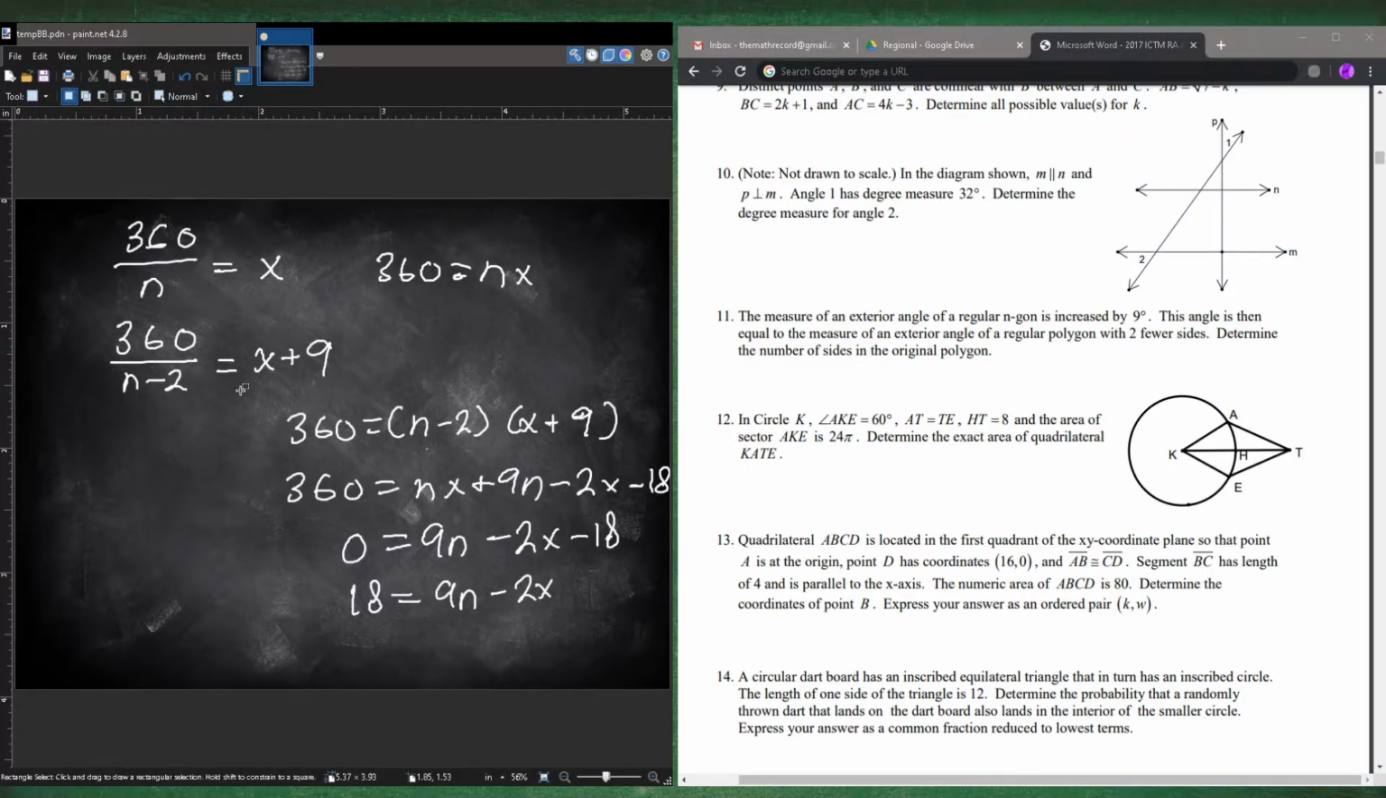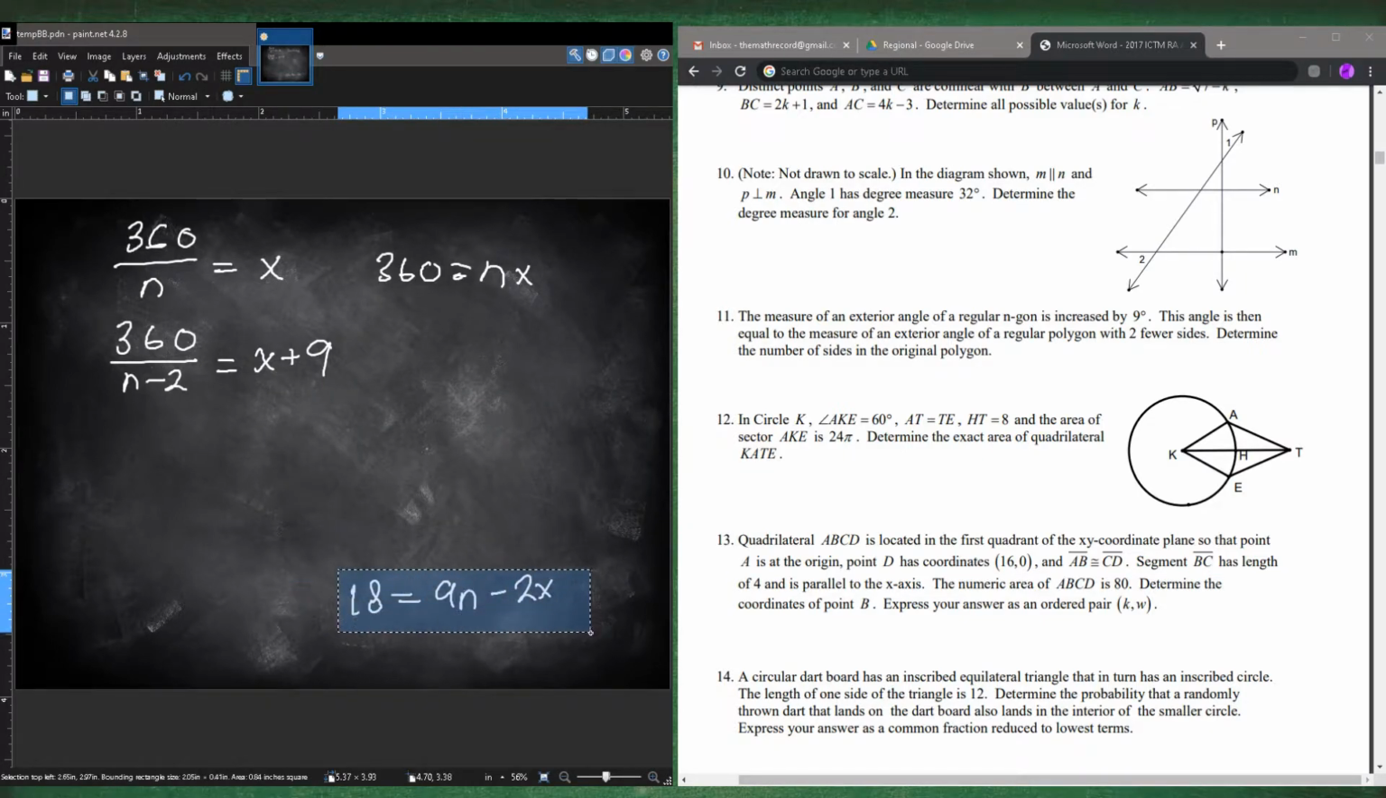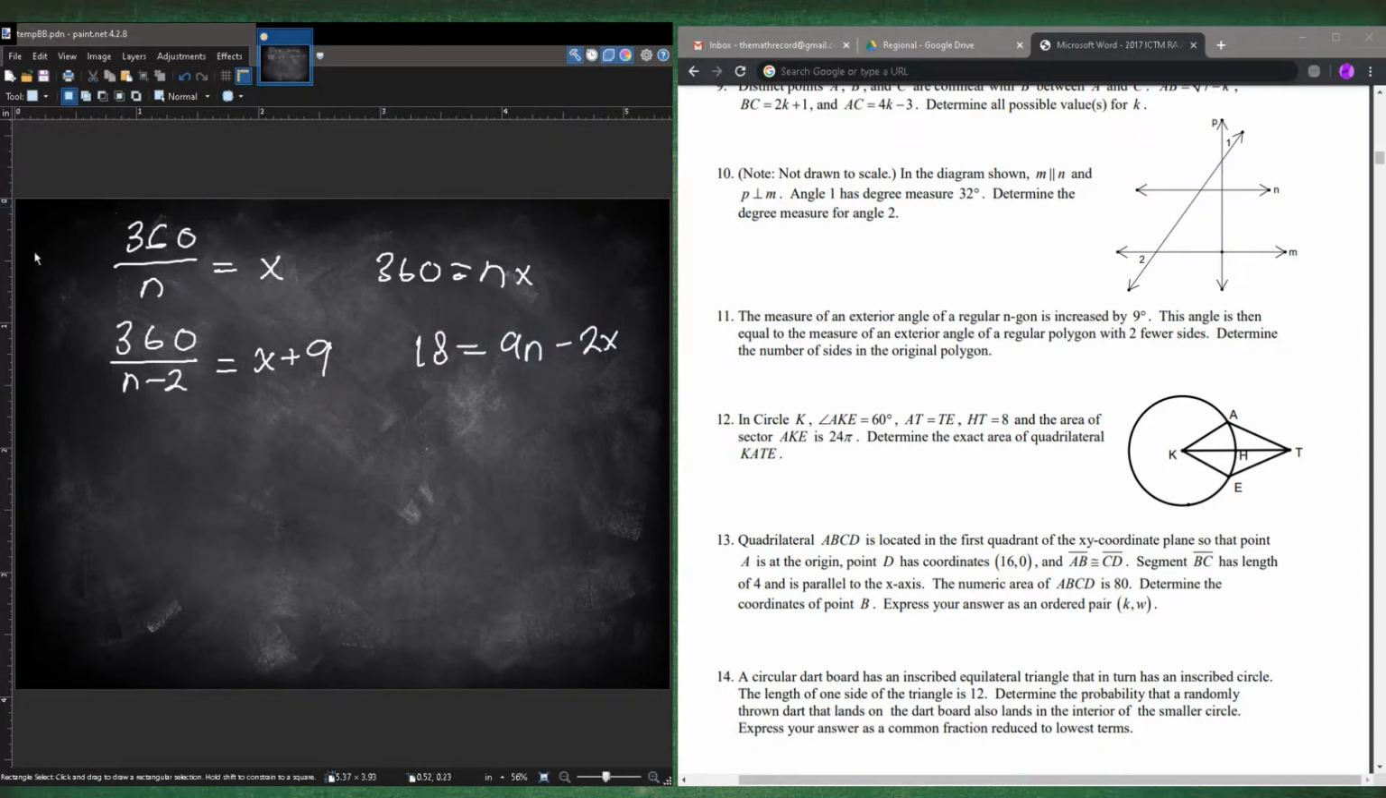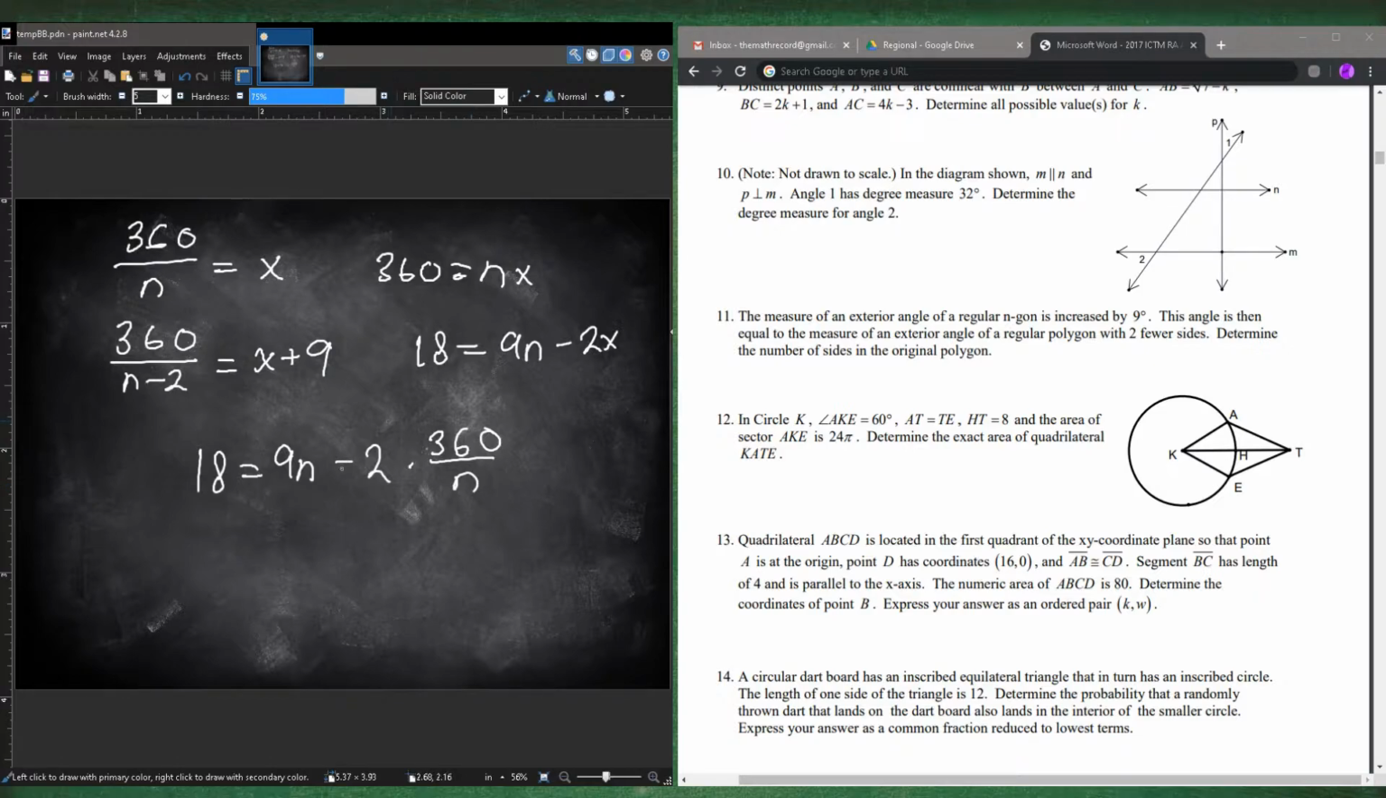Okay. So let's delete all of this because we don't need it anymore. And we know this is true. So 18 is equal to 9n minus 2x. And we know 360 is equal to n times x, right? So we need to solve for the number of sides, right? So we need to find n. So let's substitute x into here, okay? So we get just one variable. So 18 is equal to 9n minus 2 times 360 over n, right? And now let's multiply both sides by n.